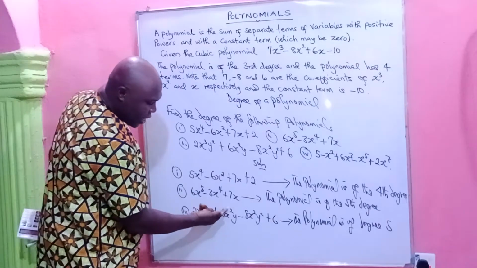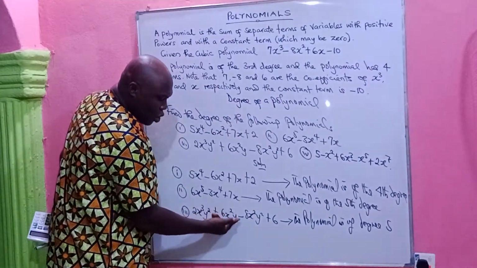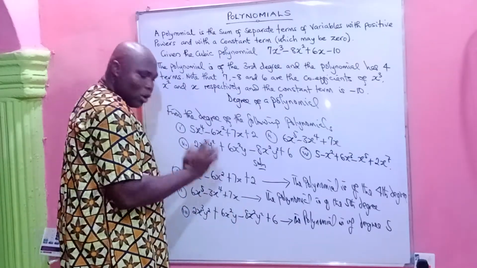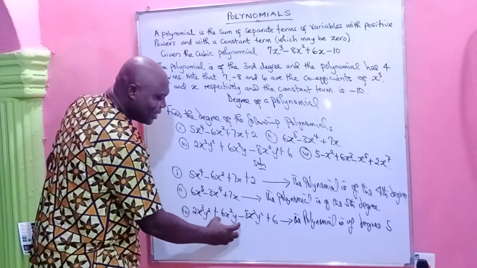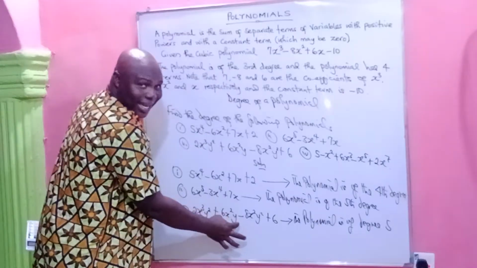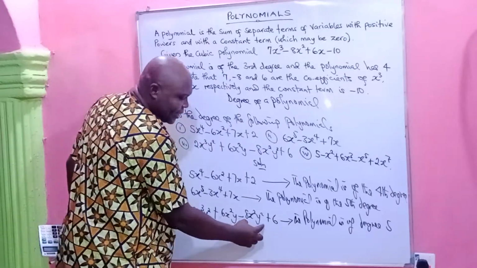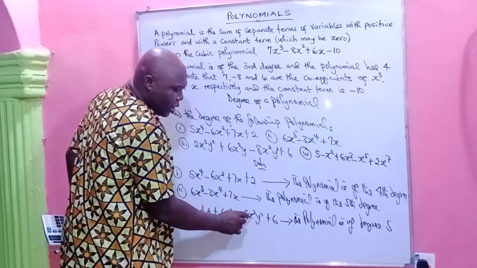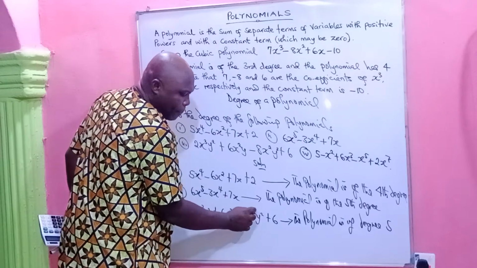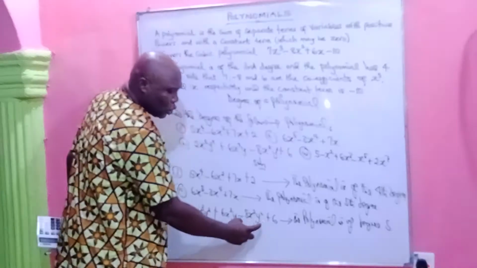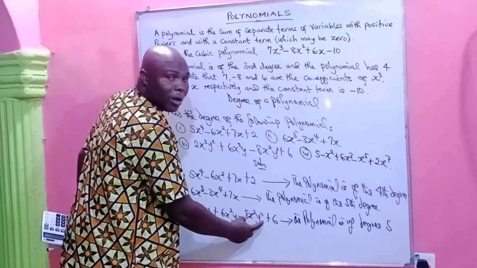Now, if you look here, this is x raised to power 2, y raised to power 1. Y alone is y raised to power 1. 2 plus 1 will give you 3. So this term has degree 3. This particular term has degree 4, because if you have x squared, y squared, the powers 2 plus 2 will give you 4. So this term is of degree 4.